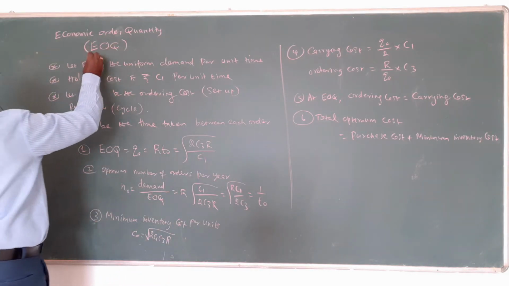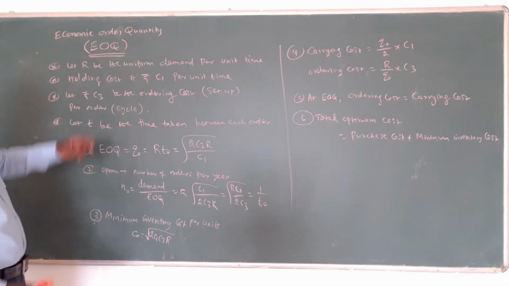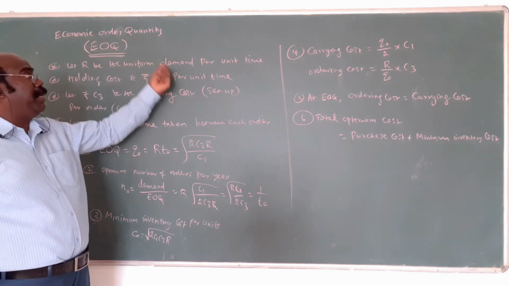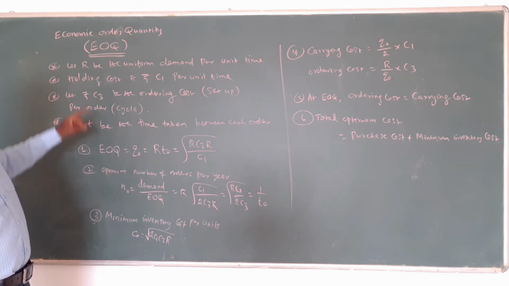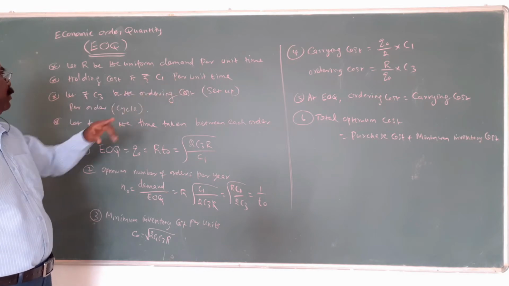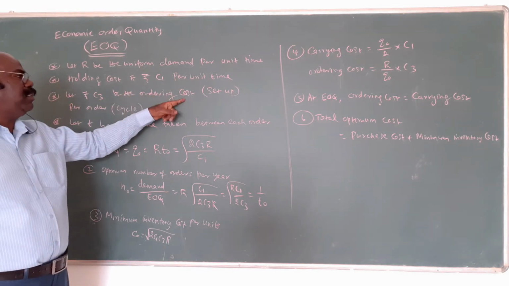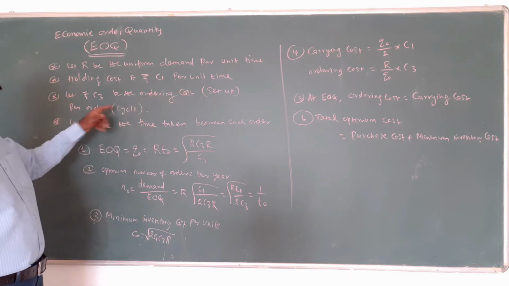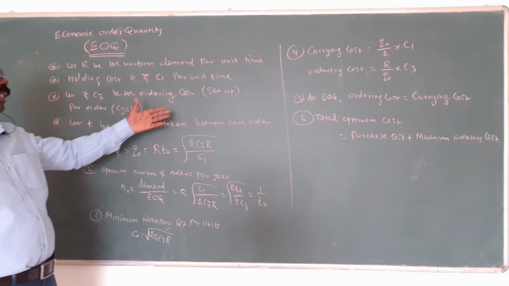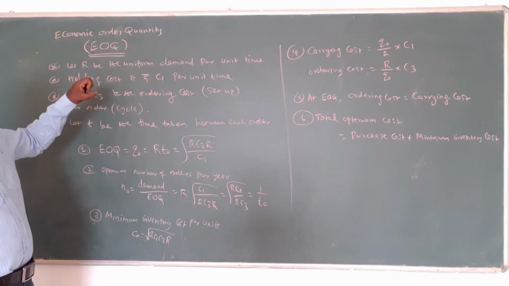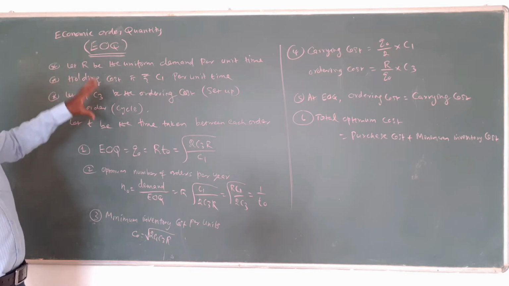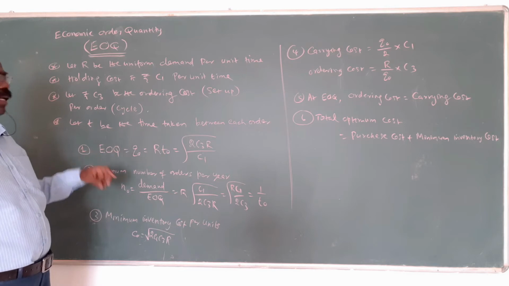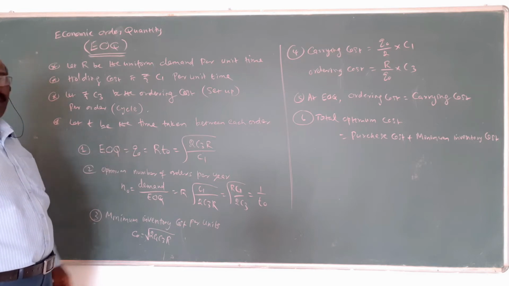Now, the next exercise concept: EOQ, economic order quantity. Let R be the uniform demand per unit. R represents requirement or demand. The holding cost is C1 per unit. C3 means order cost or setup cost per order. T is the time taken between each order. These are notations, these are symbols: C1, C3, R, or T. Now, the economic order quantity symbol is Q naught.